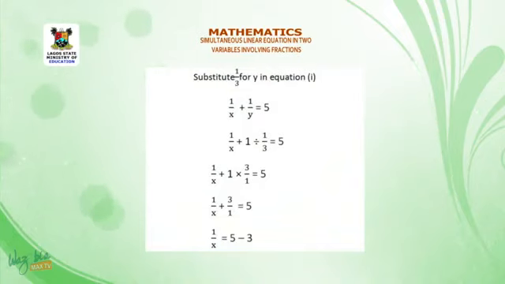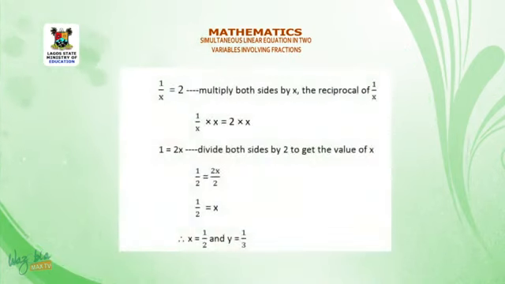Substitute 1 over 3 for y in equation 1. 1 over x plus 1 over y is equal to 5. 1 over x plus 1 divided by 1 over 3 is equal to 5. 1 over x plus 1 times 3 over 1 is equal to 5. 1 over x plus 3 over 1 is equal to 5. 1 over x is equal to 5 minus 3. 1 over x is equal to 2.